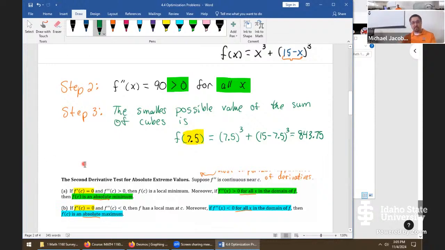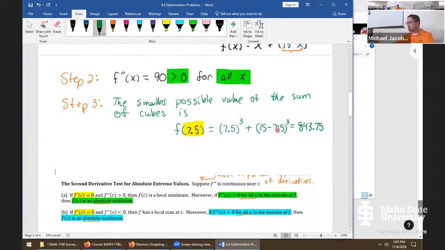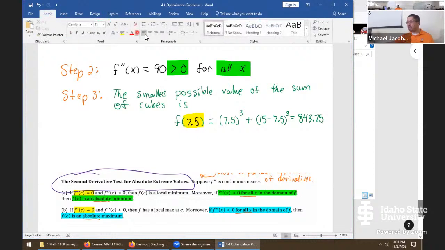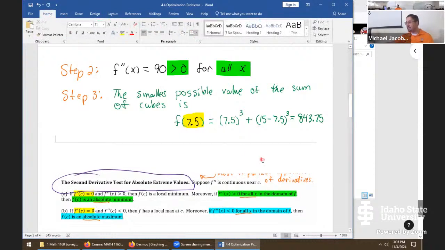Word of warning, the second derivative test isn't always the best test to use. Sometimes it's fantastic and saves you loads and loads of steps. Other times it's like your worst nightmare. You never want to look at it again after using the second derivative test. So maybe the last final parting thought on this is, with our problem now complete, we found the smallest possible value of the sum of cubes, 843.75.